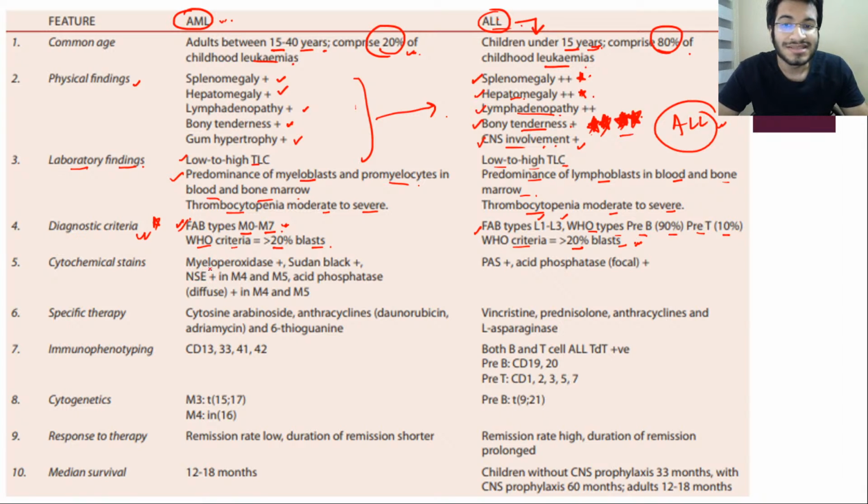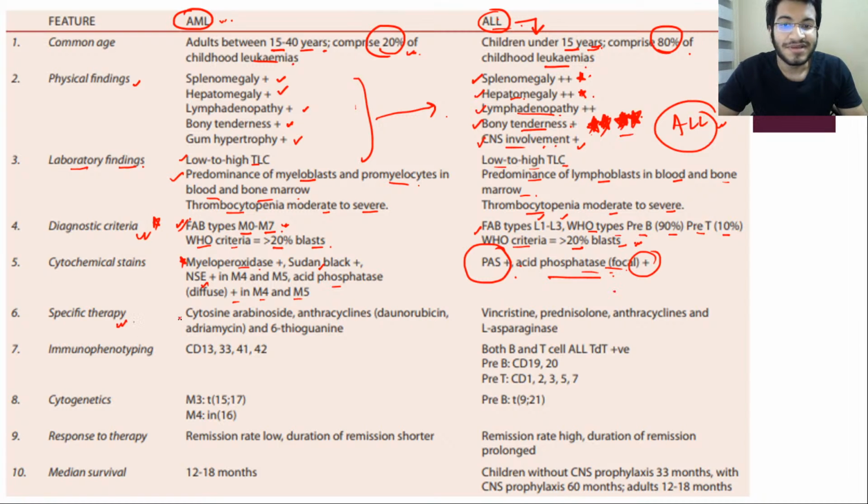Then if I talk about cytochemical stains, in AML it is myeloperoxidase positive, but in ALL it will be negative. Sudan black positive, this will be negative. NSE positive, but this will be negative. Acid phosphatase is positive in M4 and M5. So in ALL, PAS will be positive and acid phosphatase will be positive but focal.